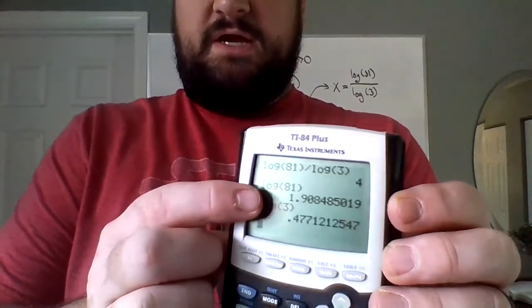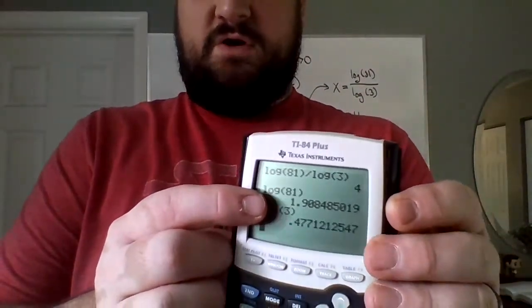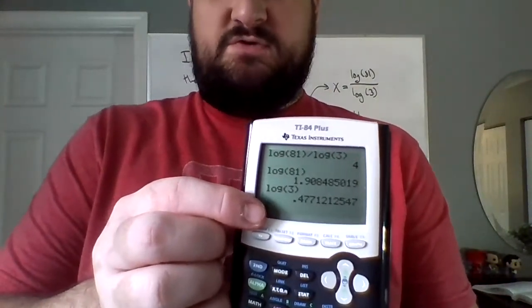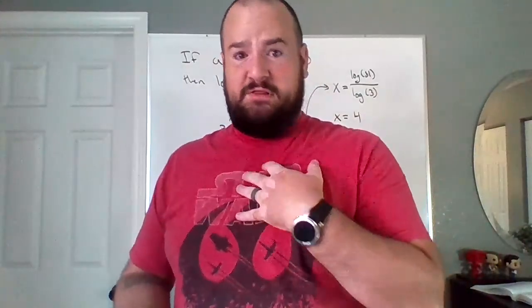But let's look at what log of 81 is on its own and what log of 3 is on its own. The log of 81 is 1.908485019, and that goes on forever. And log of 3 is 0.47712125547, and that goes on forever. There's no way looking at that I would go, oh yeah, clearly if I divide one by the other, that's exactly 4. But it is, and that's the cool thing about logarithms.